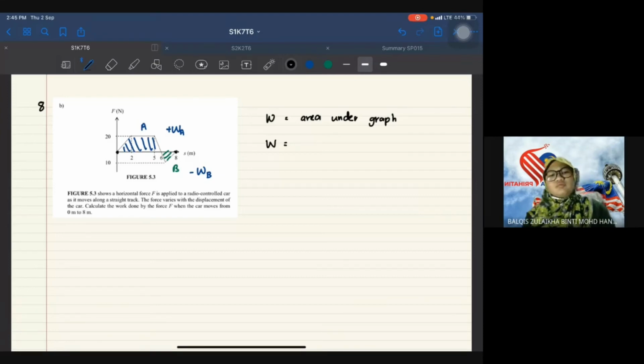Lukis ke tak? Payahlah, saya tak lukis. So it becomes area A minus the area B. So if you calculate area, you wouldn't get the negative. Kamu tak akan dapat negative. So kamu kena letak sendiri lah negative tu.